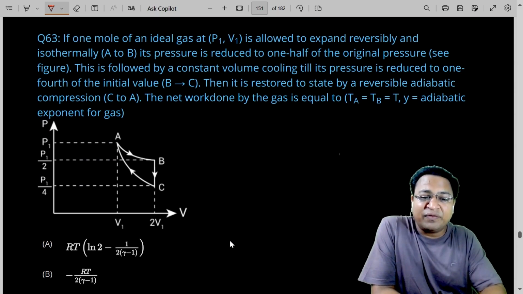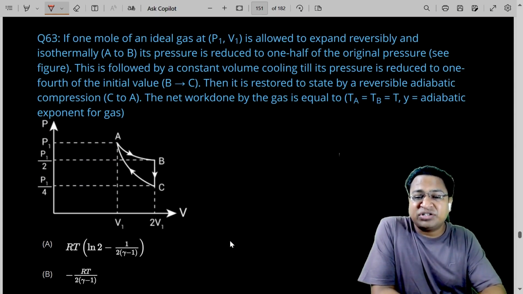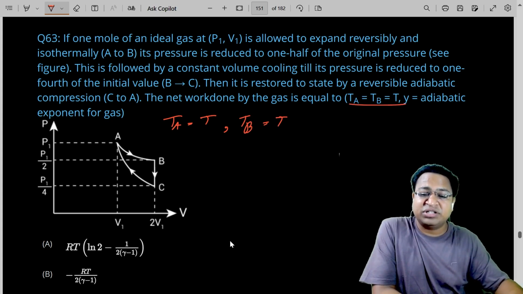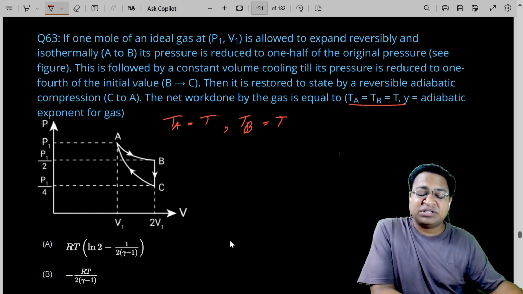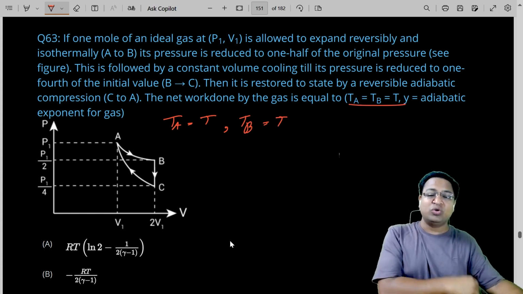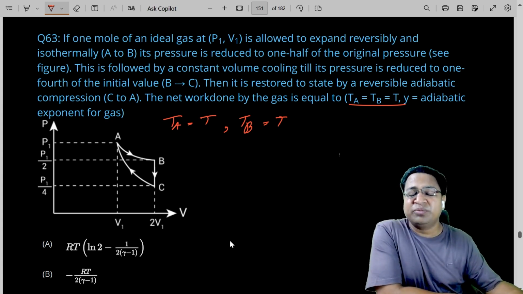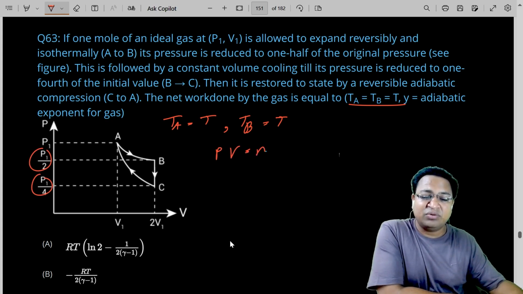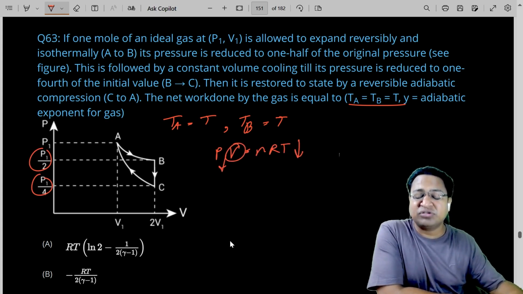Now this says 1 mole of an ideal gas is allowed to expand reversibly and isothermally between A and B. Its pressure is reduced to one half. So guys, let's say the temperature at A is T, which means that the temperature at B will also be T. Actually, it is given here. And then between B and C, we have an isochoric cooling process until the pressure becomes half, which means that, see, PV equal to nRT. We kept volume constant and then we made pressure half. So that will also result in the temperature becoming half. So the temperature here was T, here it was T, and here it has become T by 2.